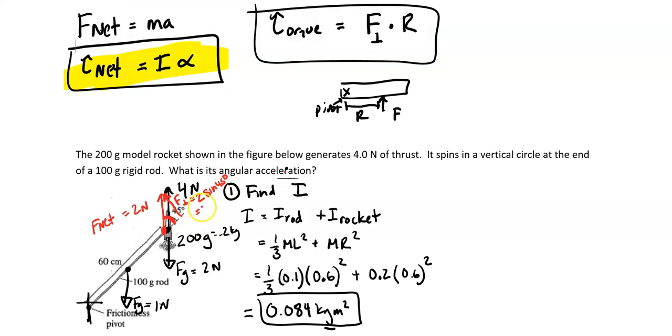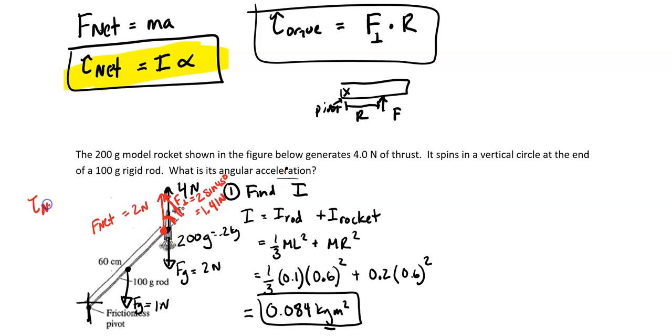When I put it in, I got 1.41 newtons to be the perpendicular component of this net force. And again, that was just combining the 4 newtons of thrust and 2 newtons of gravity to find our Fnet. Okie dokie. So let's see, what torque does that exert?